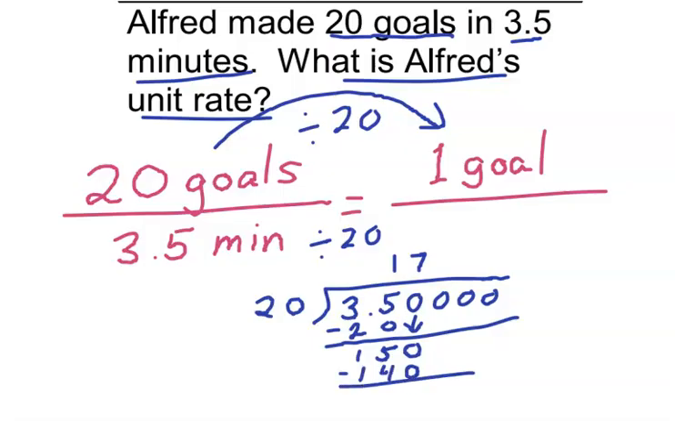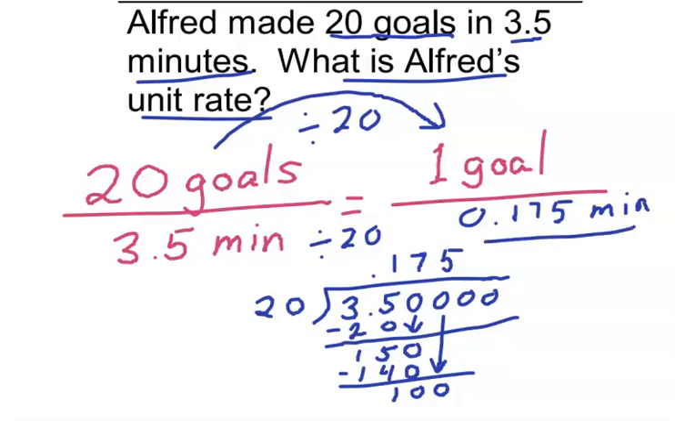Subtract that. We have 10. Bring down the next 0. How many times does 20 go into 100? Oh, we know the answer to that one. 20 goes into it 5 times. 5 times 20 is 100. Okay, so it's 0.175. 0.175 of a minute. So one goal every 0.175 minutes. Okay, that's kind of an interesting way to look at minutes, but that would be our answer for this one. All right, let's move on to the next one.